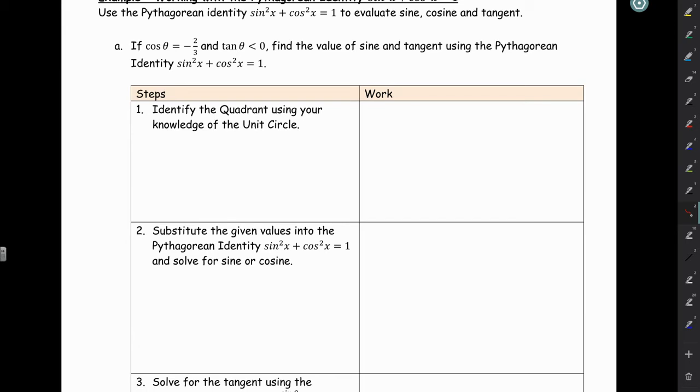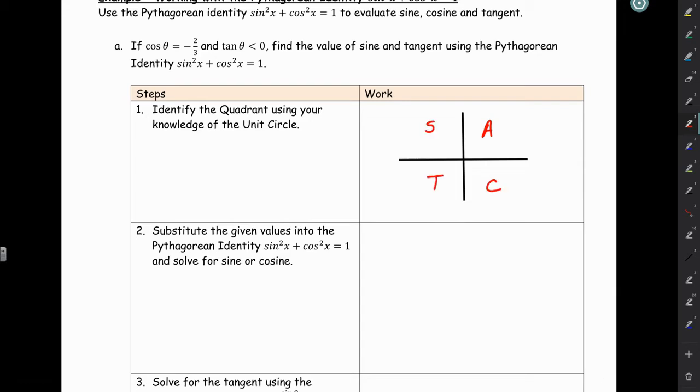I've laid out what the steps are. The first thing we need to do is identify the quadrant using our knowledge of the unit circle. And if you remember, when we talked about the unit circle, I have an acronym to help you remember the signs of sine, cosine, and tangent. The acronym was All Students Take Calculus, right?